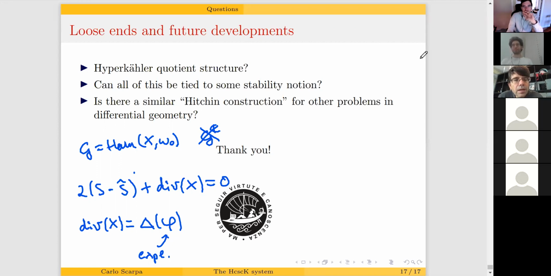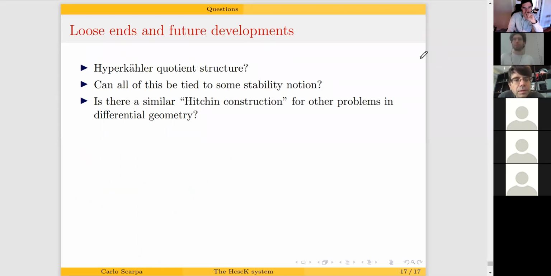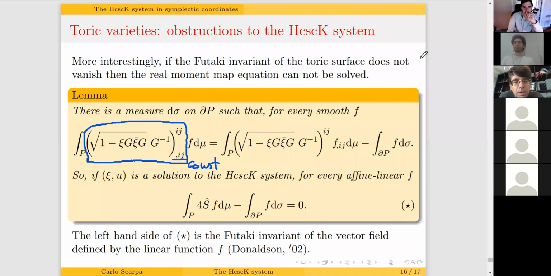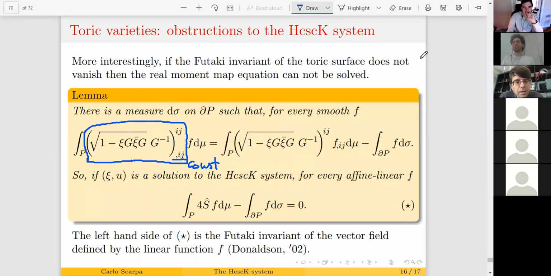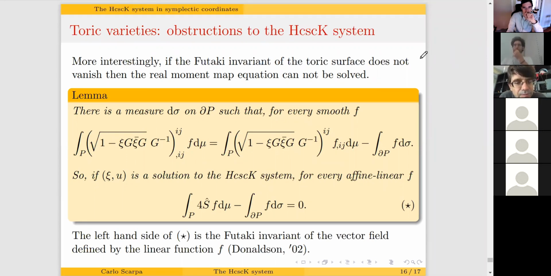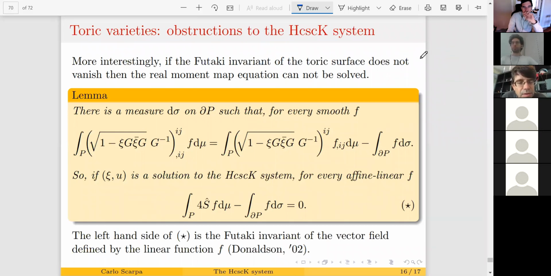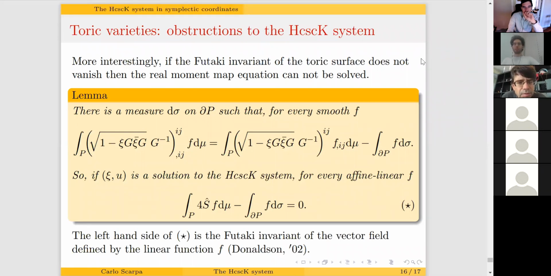I have a question, if I may ask. Can you show us the previous slide, please, with the lemma? Okay, here we go. Let me erase this. So this first term that you just cleaned up, I think what is inside is a positive definite matrix. Yes, it is a positive definite matrix.